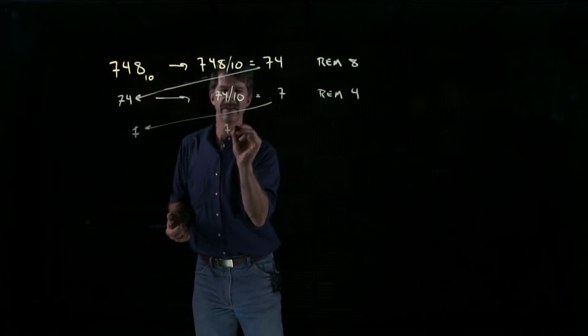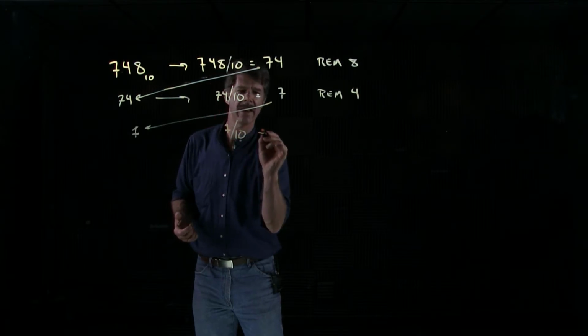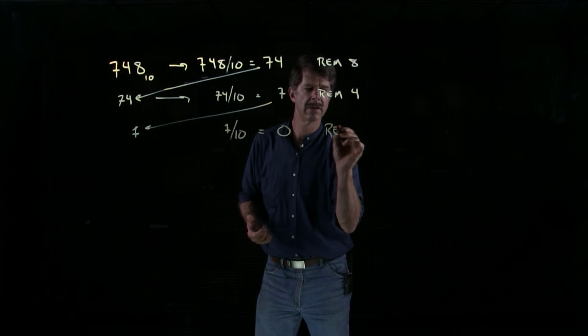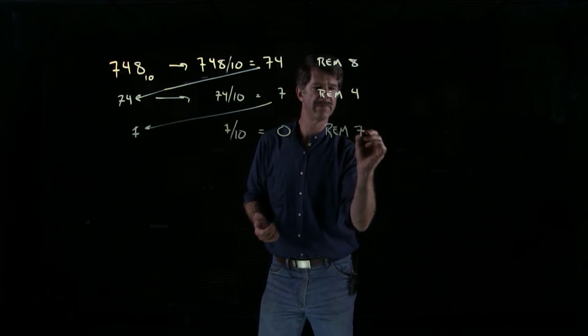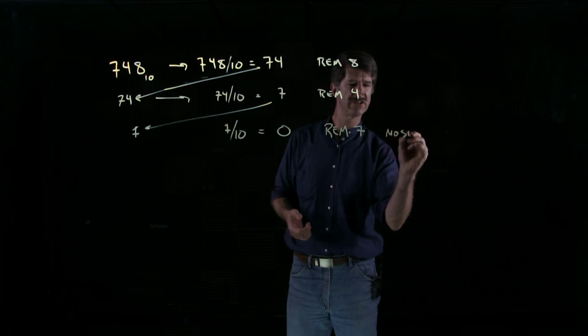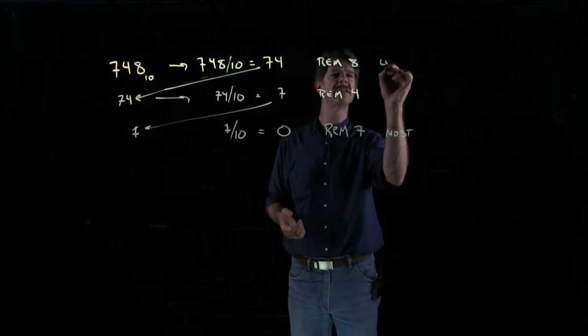I take 7, and I divide it by 10, and I get nothing. Hey, I'm done. And the remainder was 7. And what I get, therefore, is this is the most significant digit, and this is the least significant digit.